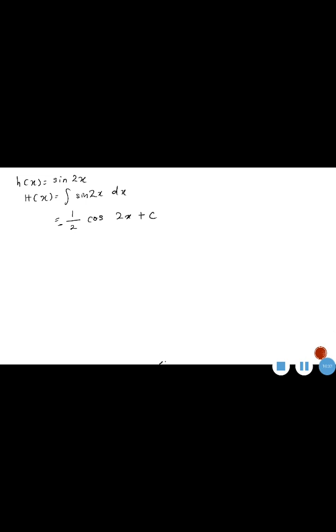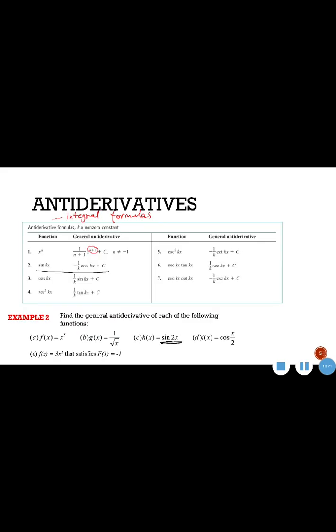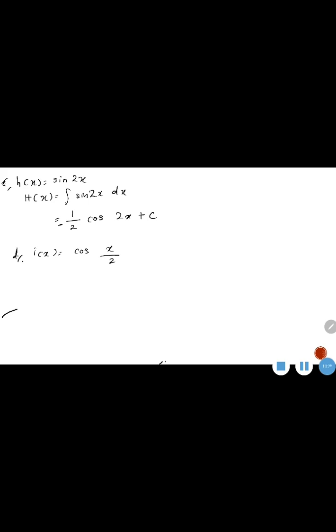Okay, so that is C, right? And D, the question is I(x) equal to cos x over 2. Let's check whether it's correct or not. I(x) is cos x over 2. We want to integrate this.